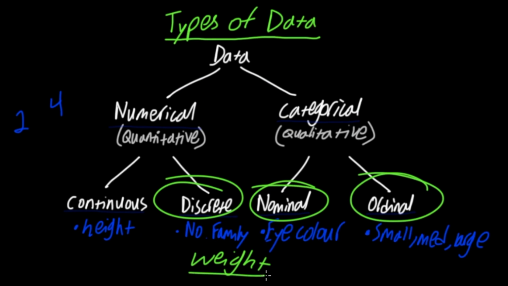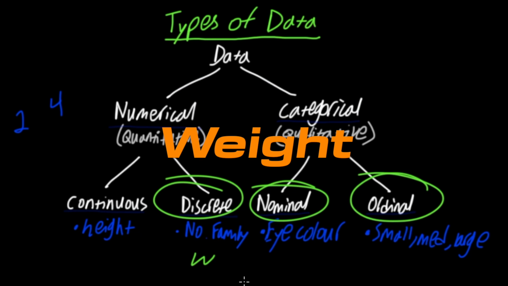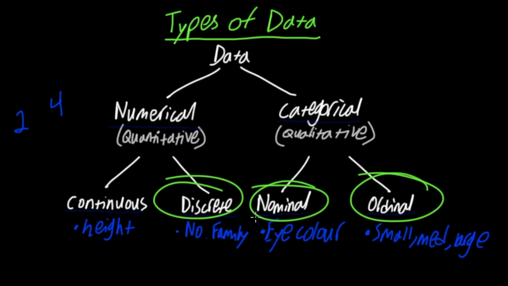Finally, what type of data is weight? Well, weight is a number, and that number can have decimals, as it can be 40.5, 100.7, it can be any number, meaning it is continuous. And that's types of data.